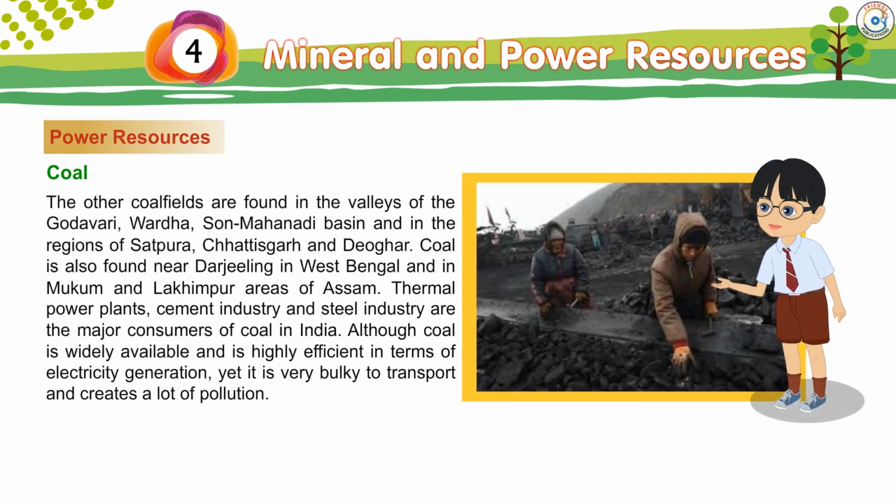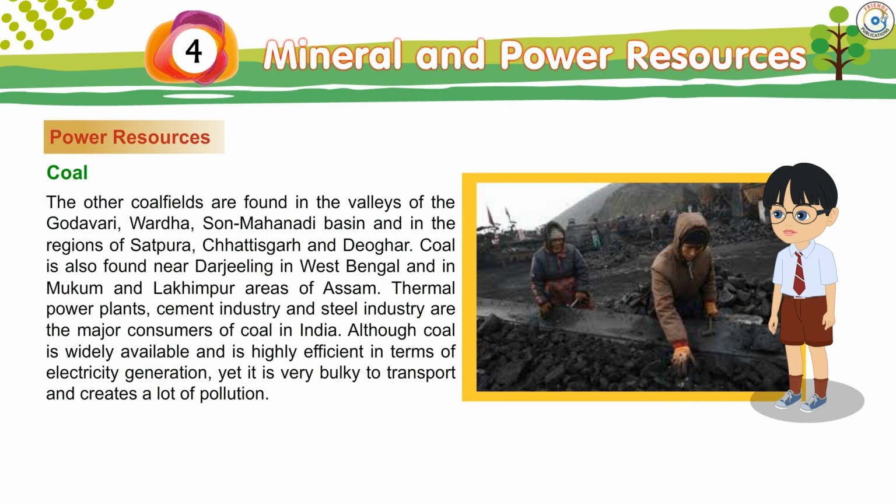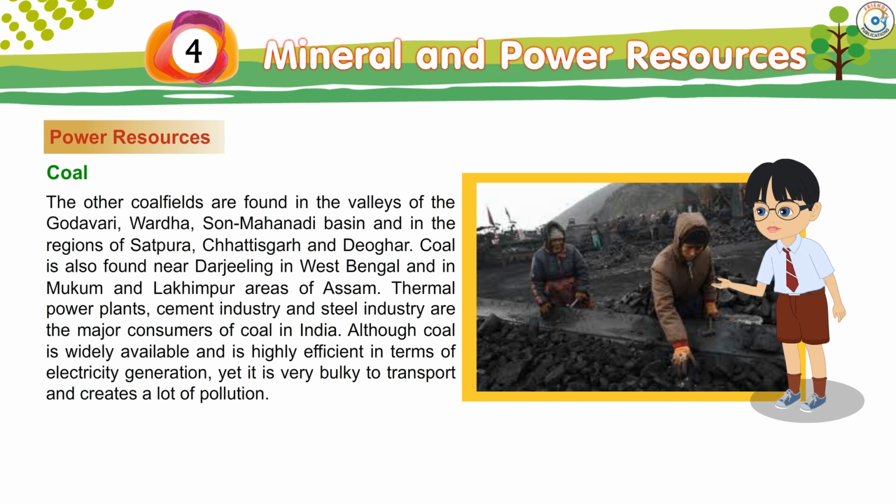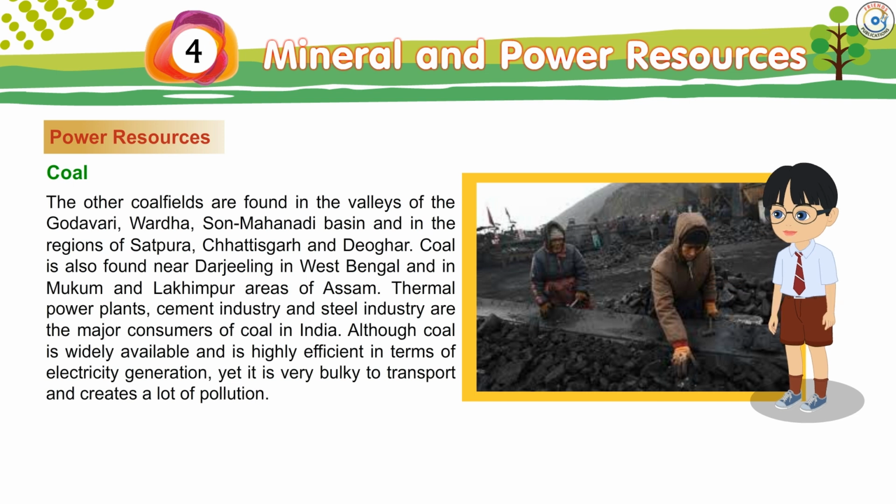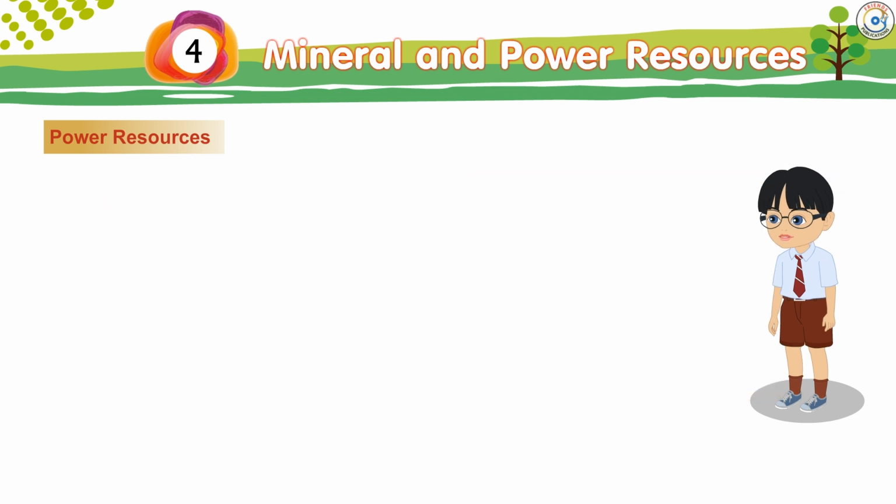The other coal fields are found in the valleys of Godavari, Wardha, Son, Mahanadi basin and in the regions of Satpura, Chhattisgarh and Deogarh. Coal is also found near Darjeeling in West Bengal and in Makum and Lakhimpur areas of Assam. Thermal power plants, cement industry and steel industry are the major consumers of coal in India. Although coal is widely available and is highly efficient in terms of electricity generation, yet it is very bulky to transport and it creates a lot of pollution.